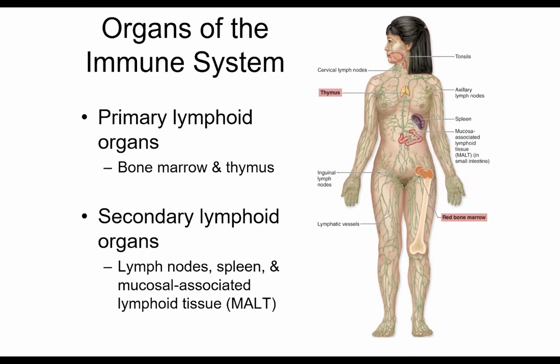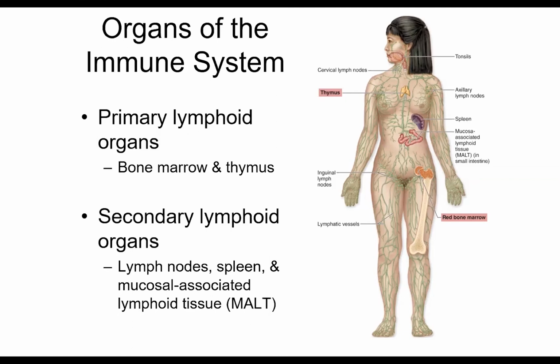And then some of these cells that are formed in the bone marrow mature in other lymphatic tissues, such as the thymus, which provides an environment for the development of T lymphocytes. Now, lymph nodes are small bean-shaped structures that are part of the body's immune system that filter substances that travel through the lymphatic fluid. And they contain lymphocytes that monitor this lymphatic fluid for foreign substances.